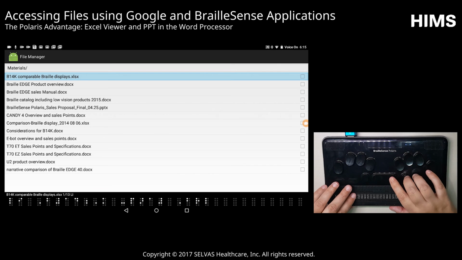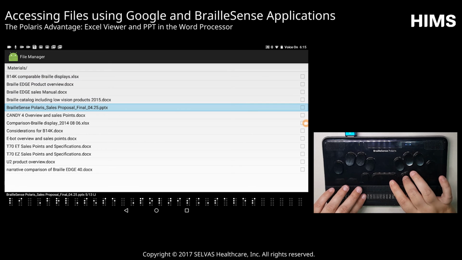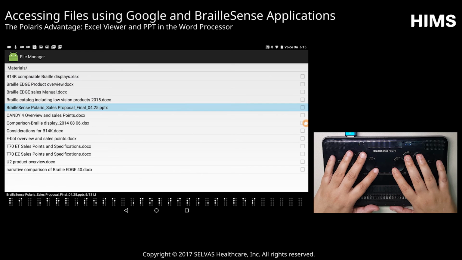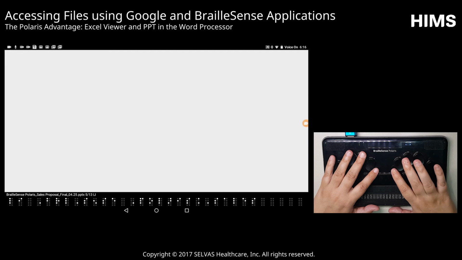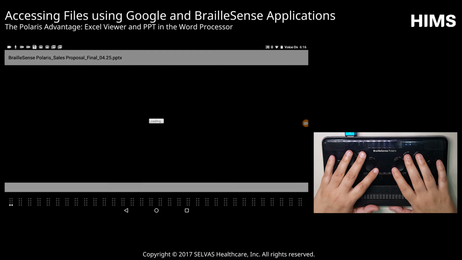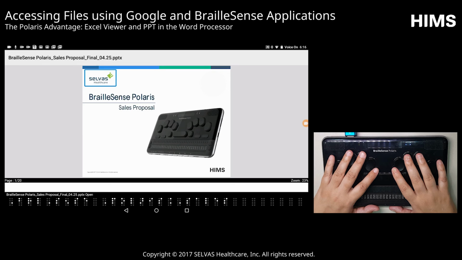Braille Edge product overview. Braille Edge sales, Braille catalog including BrailleSense Polaris sales proposal final 4.25 pptx 5/13 list item. I just used my Alt key to navigate down, and we're going to now open this PowerPoint. BrailleSense Polaris sales proposal final 4.25 pptx open.